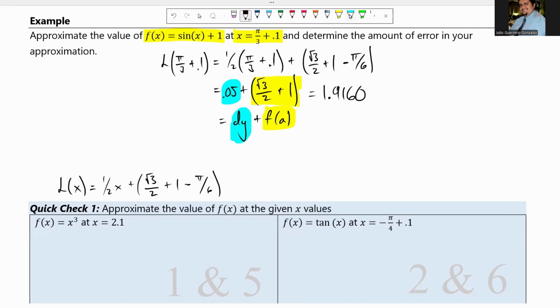Okay, so two things. That 1.9160 is a good approximation to my function itself. And I used my tangent line to do so. Number one, that's something we got.